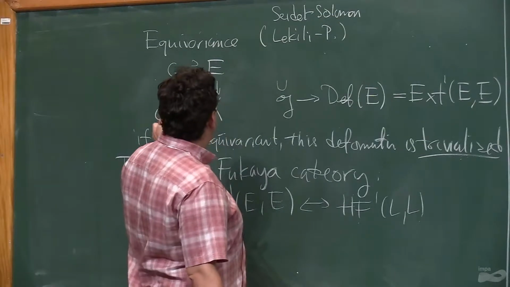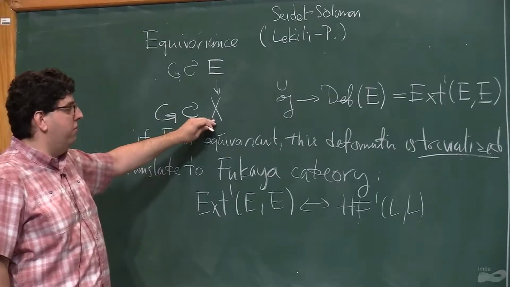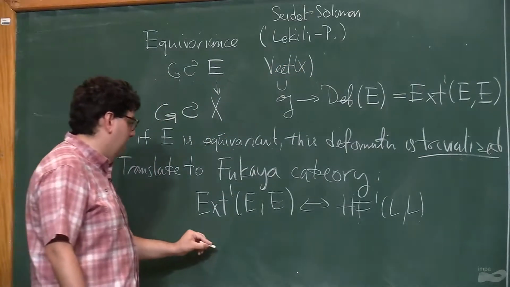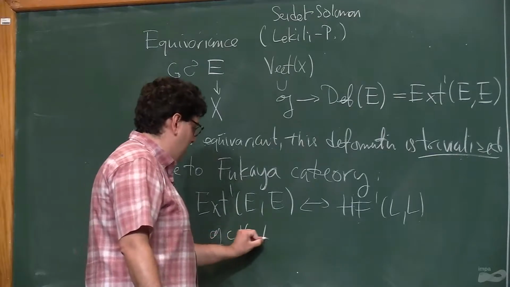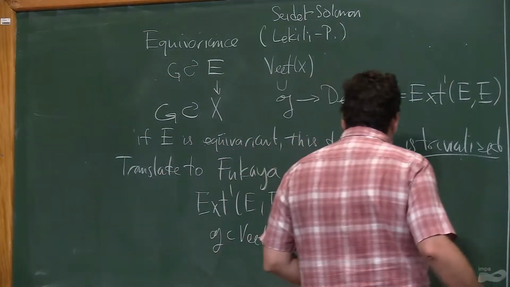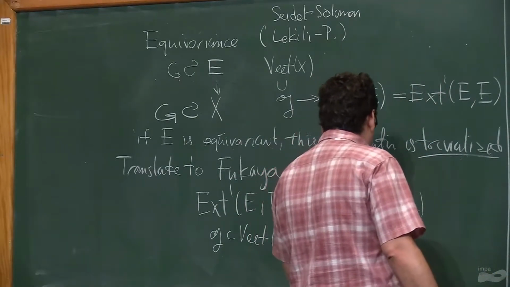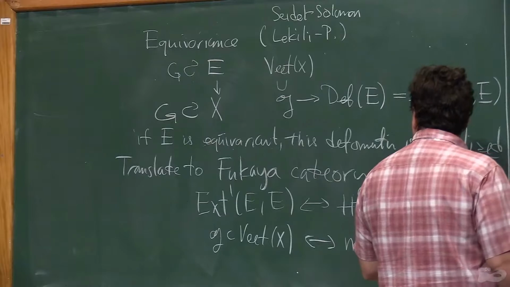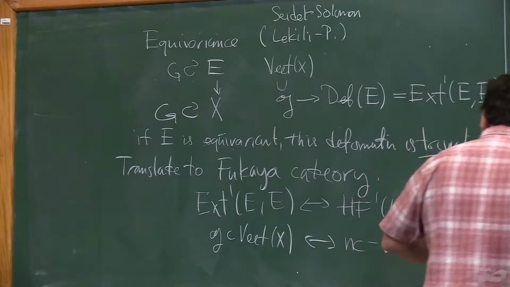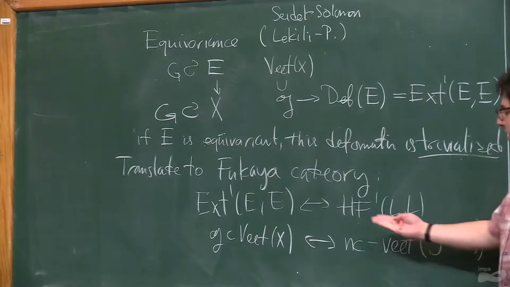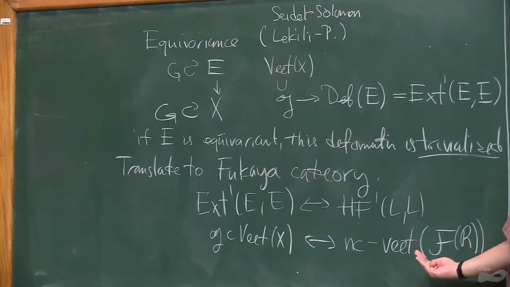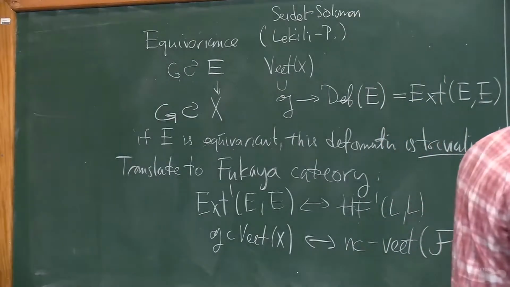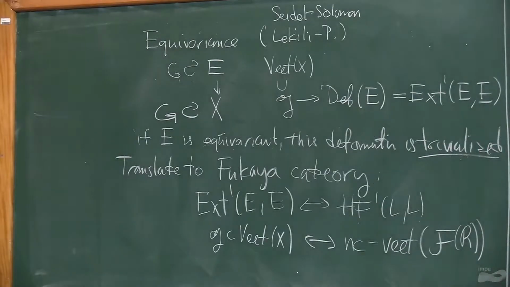The big G is an automorphism of X, but the little g is a vector field on X. So this Vect(X) will correspond to what I'll call NC Vect, non-commutative vector fields on the Fukaya category. It's actually a generalization of the concept of vector field, a non-commutative vector field, which you can define whenever you have an A-infinity category. And what is that?